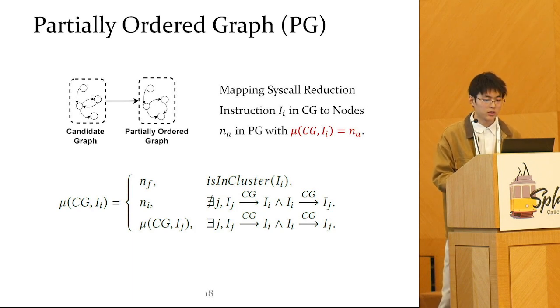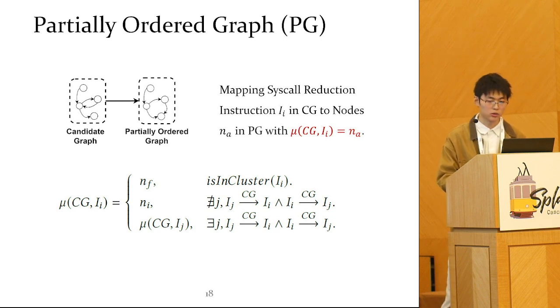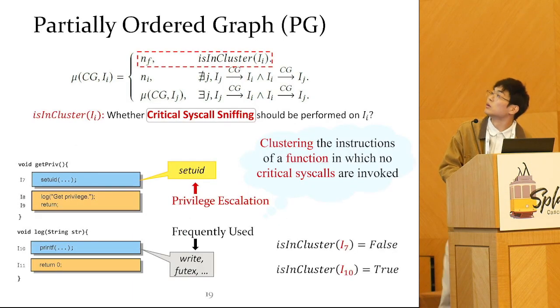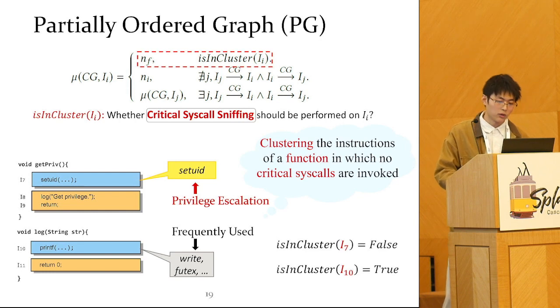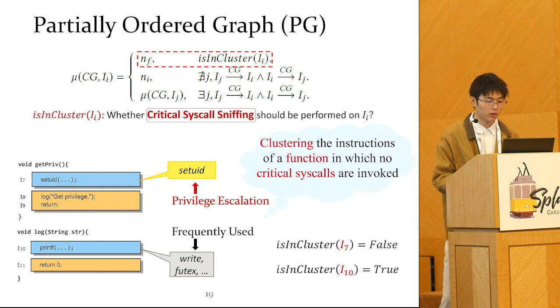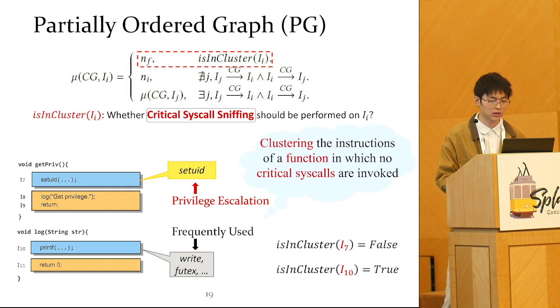The transformation is performed based on the mapping mu, which correlates each set reduced instruction Ii in CG to a node Na in PG. The mapping is shown as the equation below. First, the analyzer utilizes the function cluster to conduct critical syscall clustering, mitigating the precision degradation caused by illusory traces.